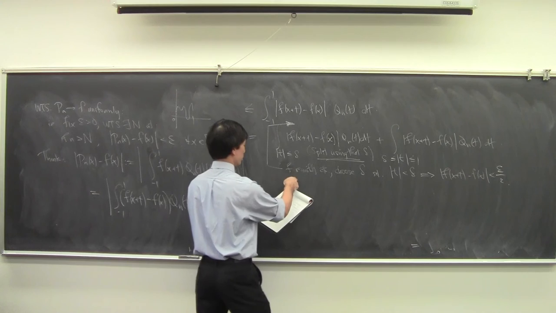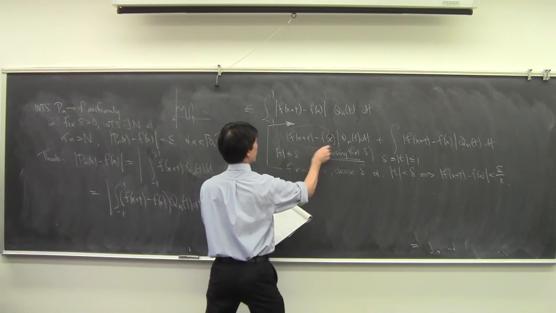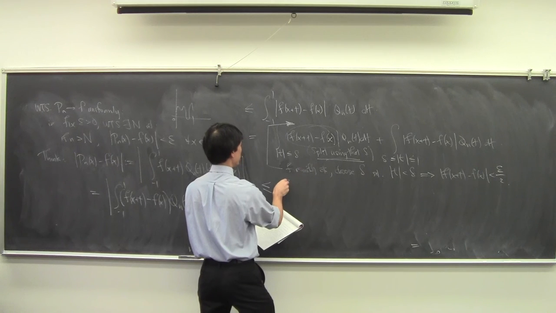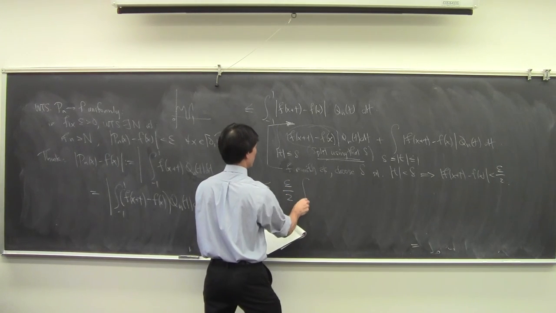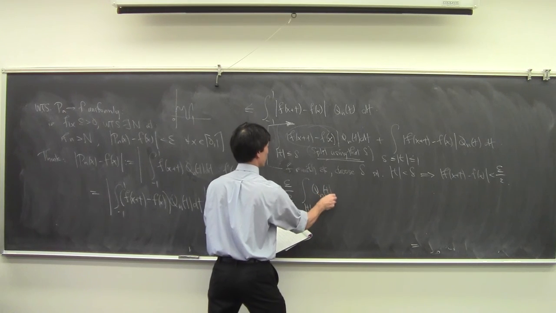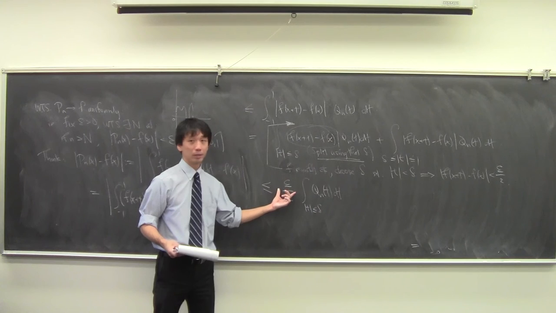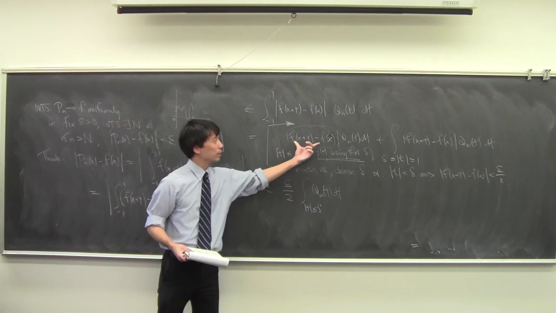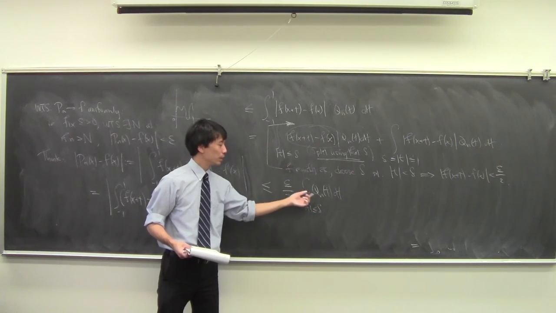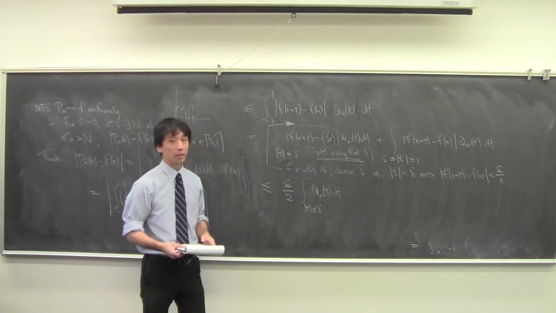Okay, so what does that give us? Well, this thing here is smaller than epsilon over 2, so we get epsilon over 2 times the integral of q_n(t). We can just pull out that number. It's bounded by epsilon over 2 times this. We pull out the epsilon over 2.